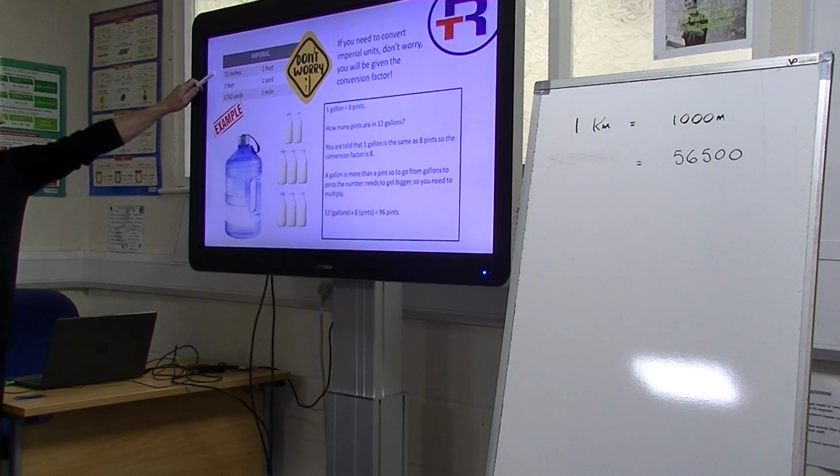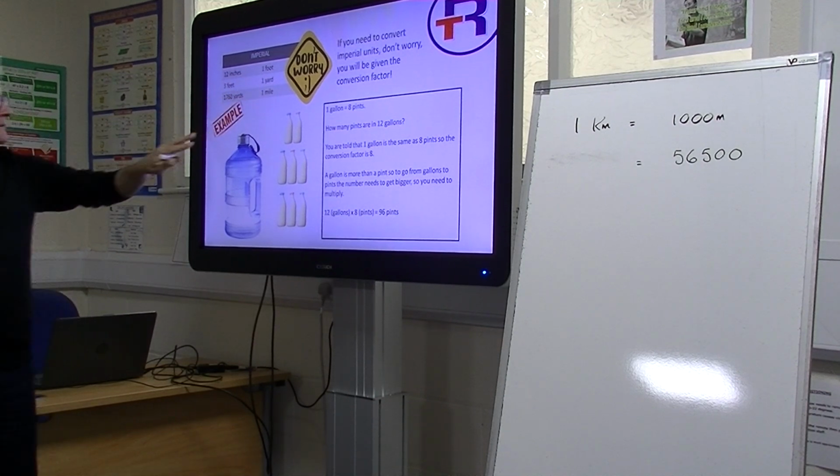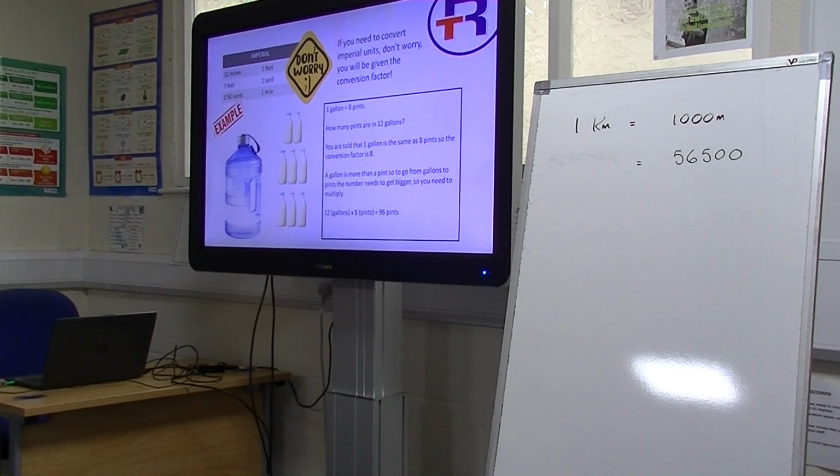These are some imperial measurements here. 12 inches is a foot, 3 feet is a yard, and 1,760 yards is a mile. If we had to convert any of those into metric, they'd give you the conversion. They'd tell you what to do. They'd give you a little formula to work it out. So you don't need to worry about that too much. We don't need to learn how to do that. They would always tell you how to do it.